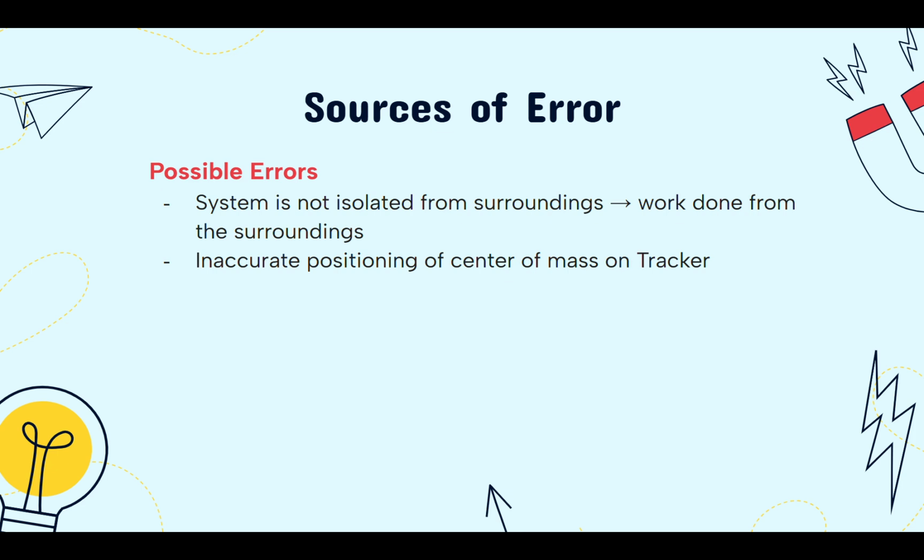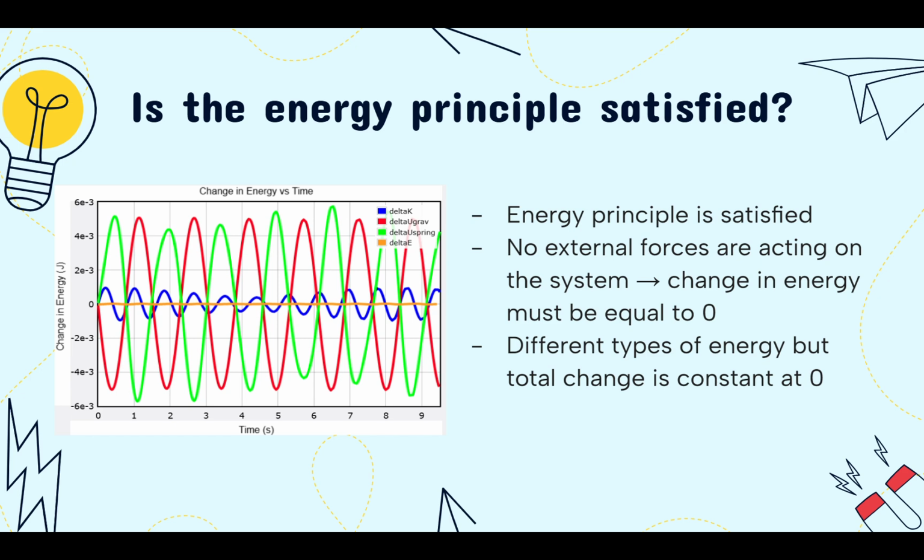Possible sources of error include the system not being isolated in the real world, causing work to be done on the system by the surroundings as previously identified. Also, there may have been inaccuracies while positioning the center of mass on the object in Tracker, leading to inaccurate coordinate points for the motion of the object.